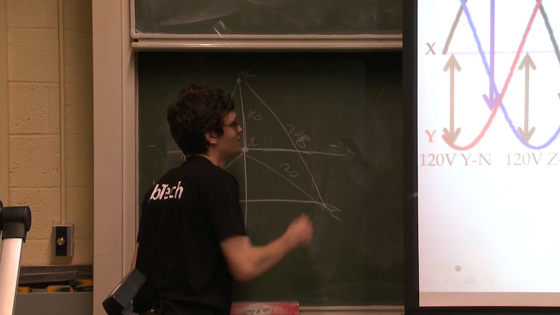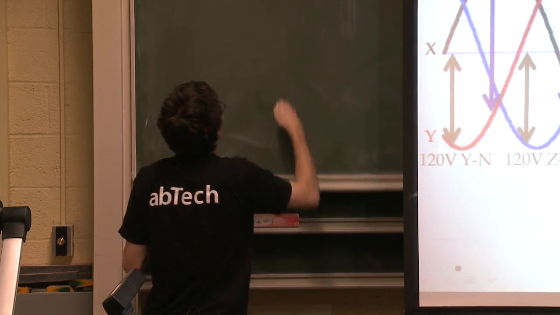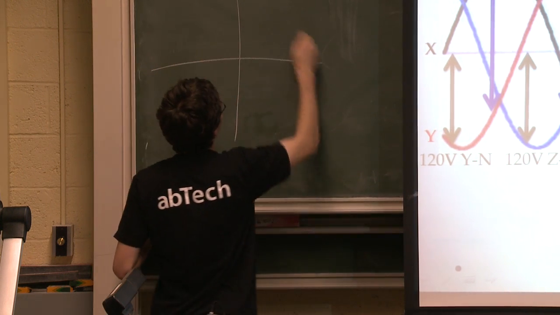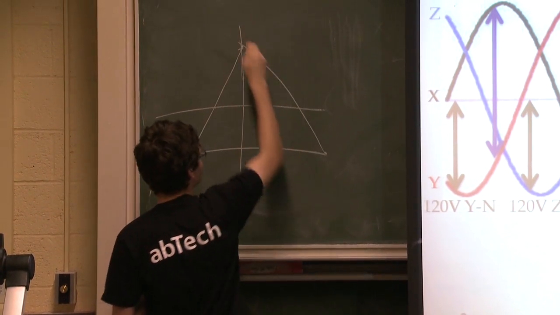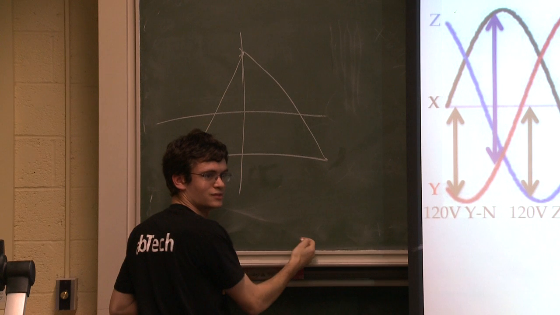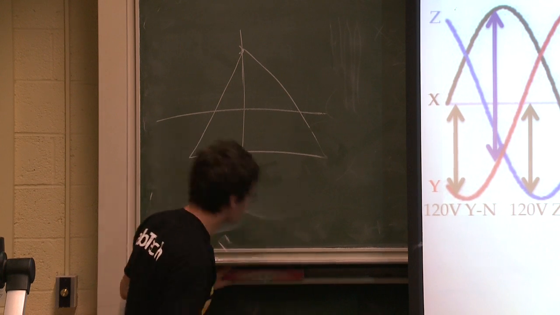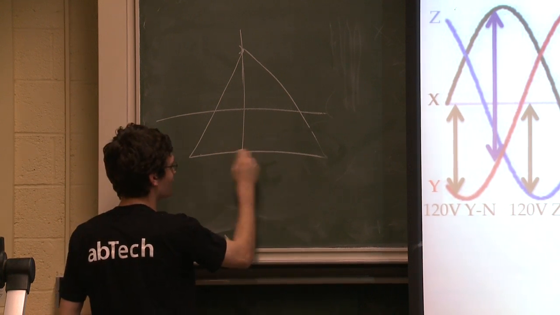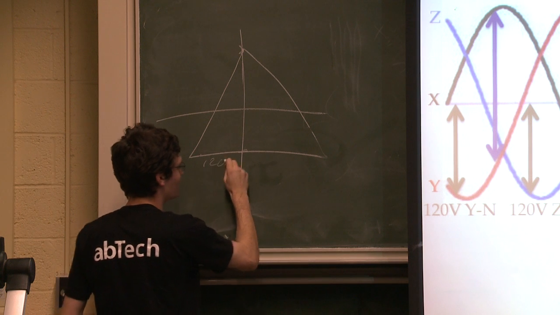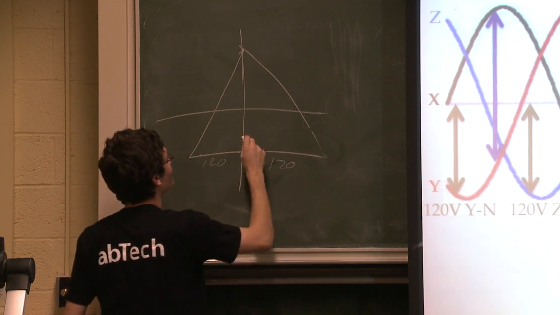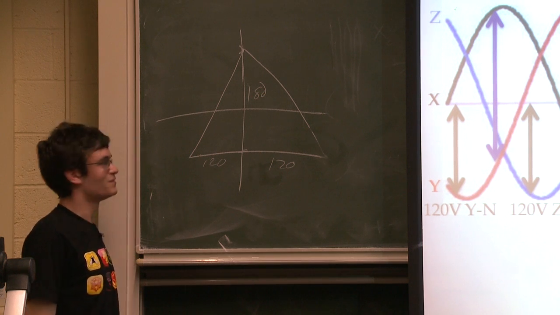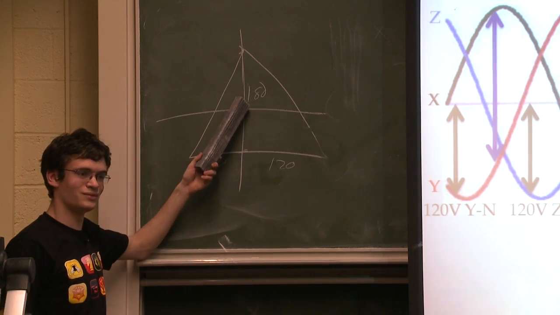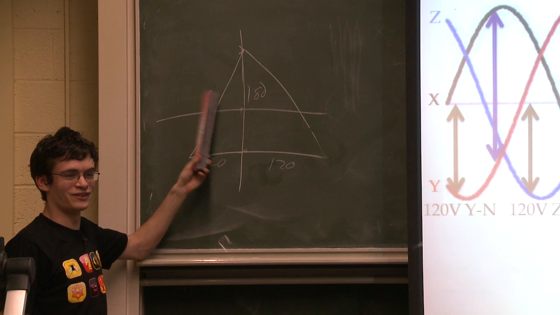So that's 208, 120. 240 has the triangle. No. There's actually a third weird variant, which has the neutral here, 120, 120, and 180 up there. So this one's evil. You never want to deal with this one.